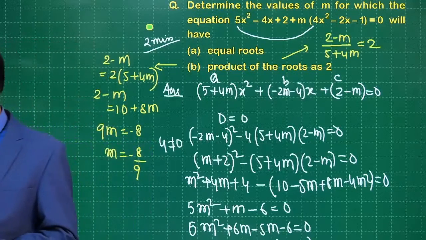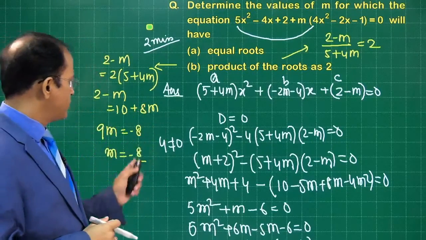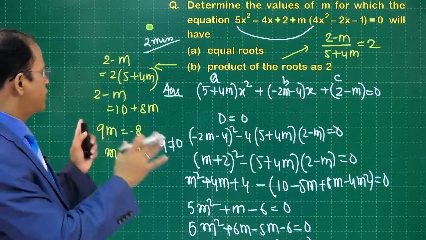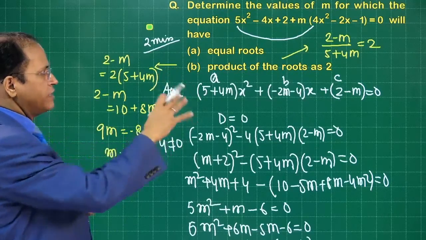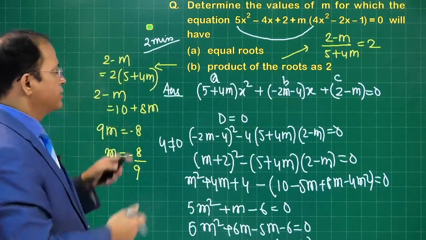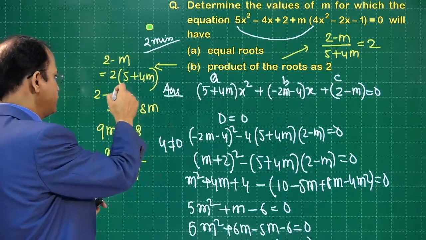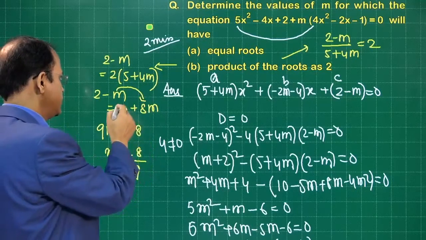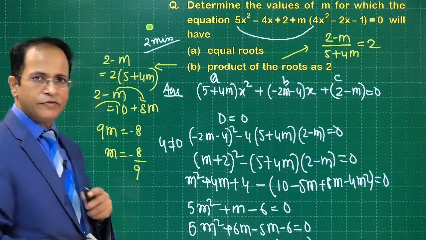Chalo, done. Great. So you can see the second part also, the same thing what I have written here, I just multiplied, nothing else. This is nothing but alpha into beta is C by A. So C is this and A is this. So I have divided and I have cross multiplied. So 2 into 5 is 10, 8m. I have taken 9m on this side, 10 on this side. So 2 − 10 is −8, m is −8 by 9 we have.